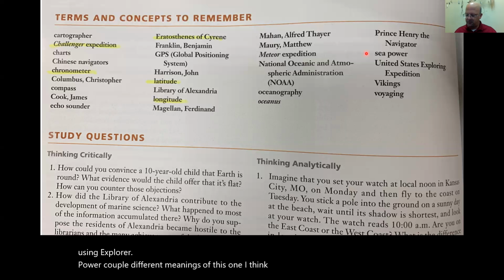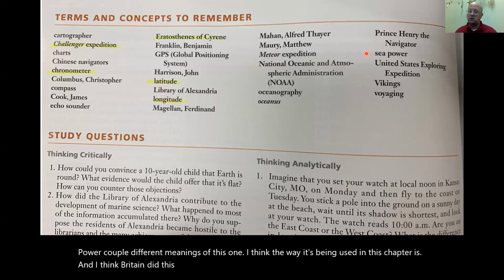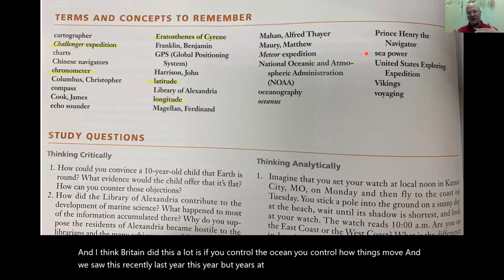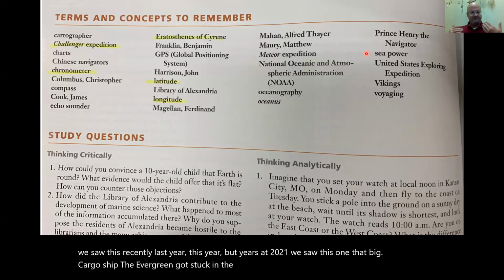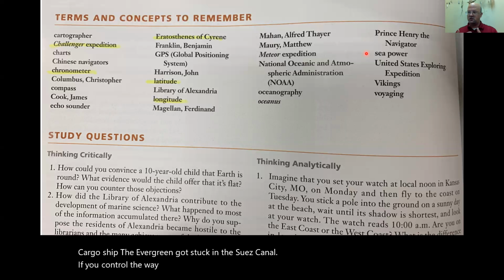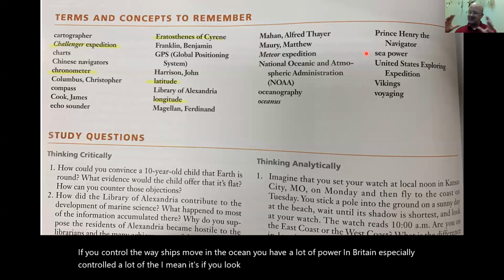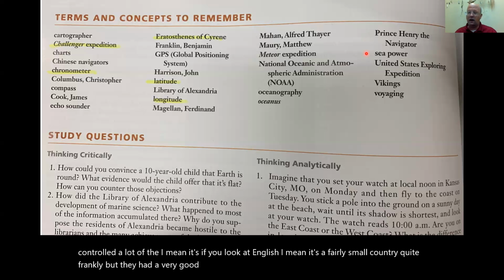Sea power, a couple of different meanings of this one. I think the way it's being used in this chapter, and I think Britain did this a lot, is if you control the ocean, you control how things move. And we saw this recently, this year. What year is it? 2021. We saw this when that big cargo ship, the Evergreen, got stuck in the Suez Canal. If you control the way ships move in the ocean, you have a lot of power. And Britain especially controlled a lot of the, if you look at England, it's a fairly small country, quite frankly, but they had a very good navy and they controlled a lot of the world's oceans, and they had a lot of power. Still do.